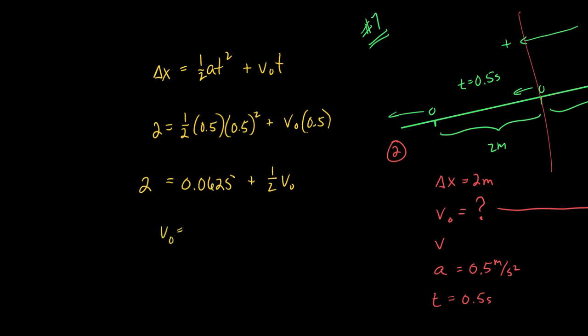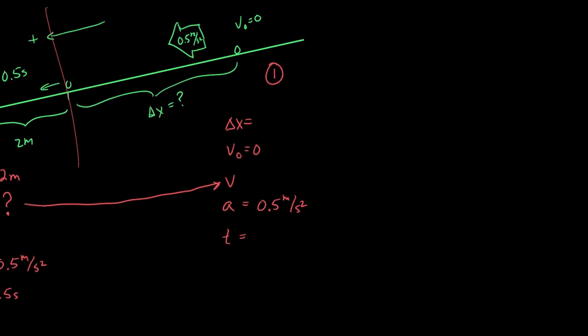3.875. V naught equals 3.875. Sounds great. We trust in your arithmetic. We all good? Excellent. So let's take this and put it there.